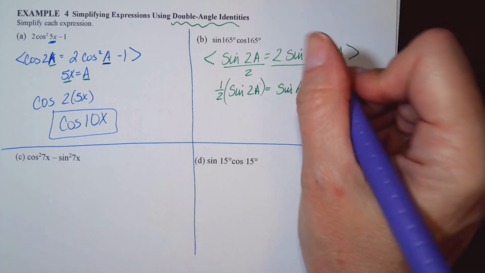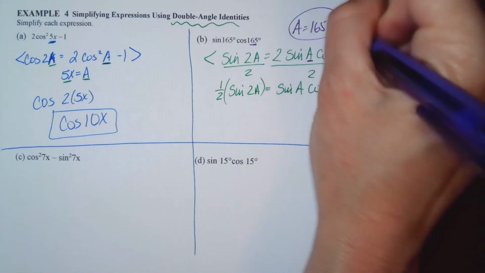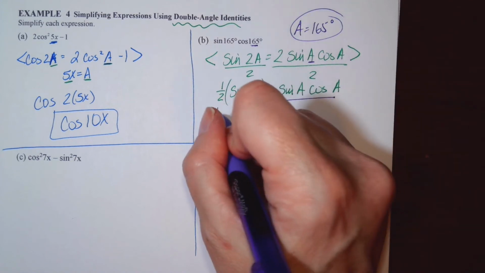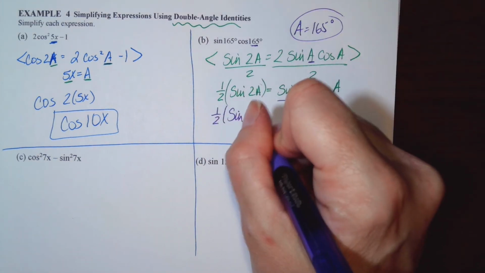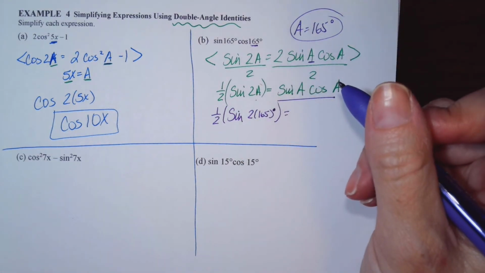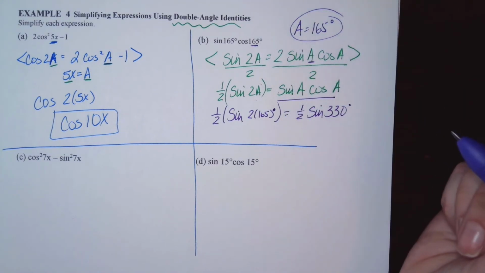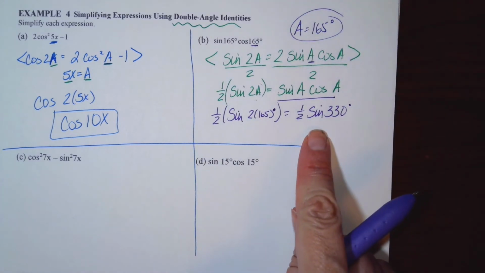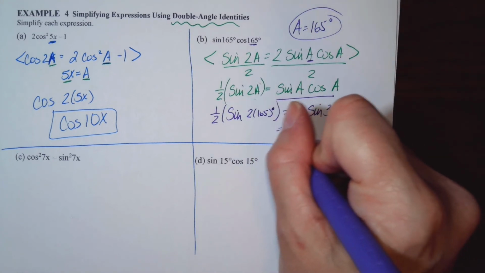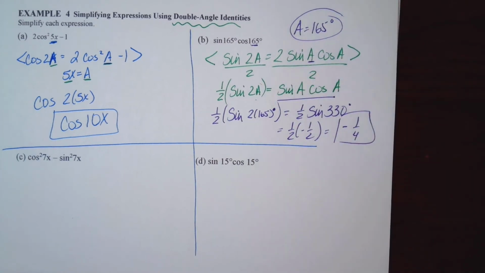So this works where I consider a is 165 degrees. So I've been given this right side. I'm going to plug that 165 in over here. So 1/2 sine of 2 times 165 degrees. Well, that's 1/2 sine of 330 degrees, and 330 is on my unit circle. It's one of my special angles. The sine function value of 330 degrees is negative 1/2, so this simplifies to be a negative 1/4.